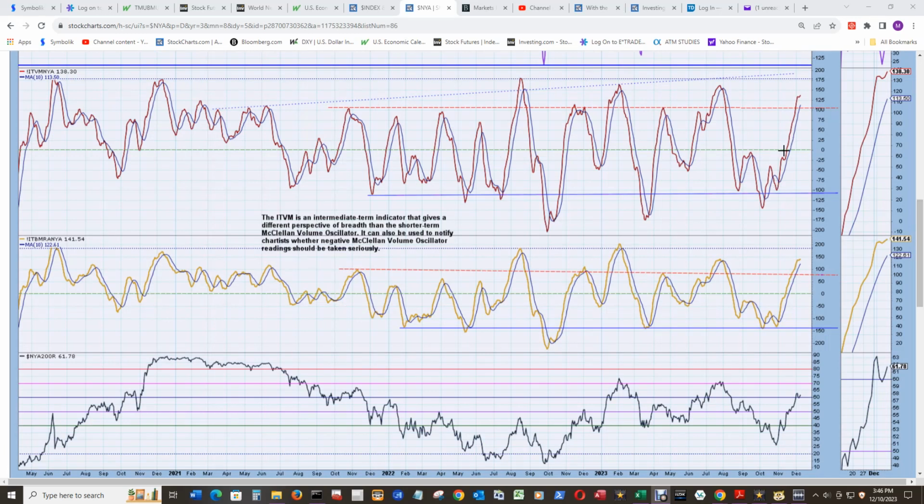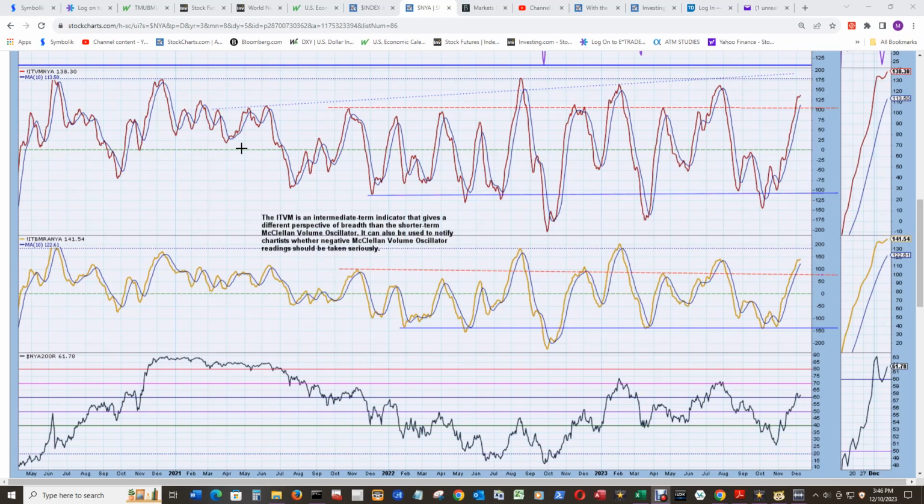And the intermediate term volume oscillator here in the top window in brown really had a nice move. Look at that, just a straight up shot, just like breadth down here. So it went above this horizontal line that signifies some of the common peaks and is above there and headed up towards some of these nosebleed sections up here. But that's looking pretty good, and it actually took a leg up recently. Same thing with the breadth.